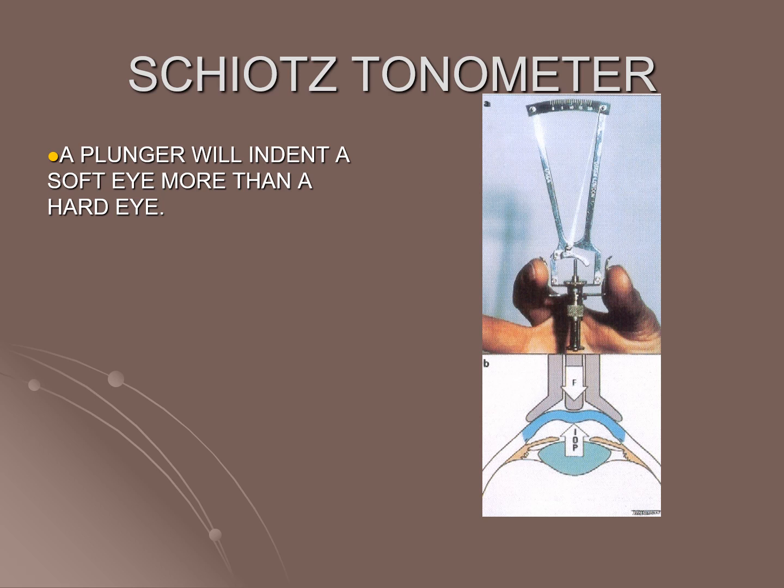This is the Schiotz tonometer. We ask the patient to lie down in a supine position, put proparacaine hydrochloride in the eye to anesthetize the cornea, then put the Schiotz tonometer plunger over the cornea. The softer the eye, the more the indentation, and then we take the reading. We measure with three different weights and then take the average of the intraocular pressure.